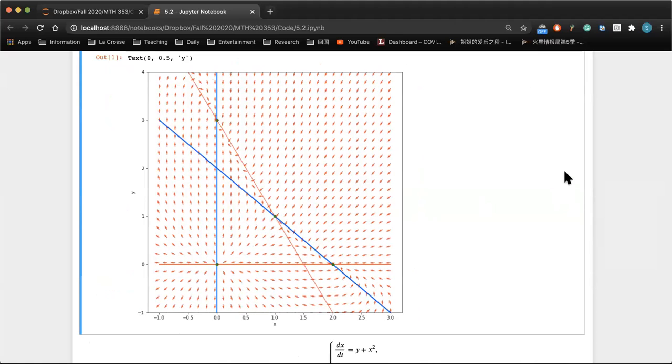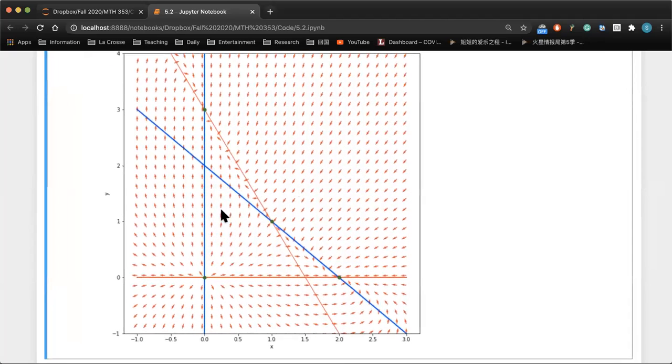Okay, similarly, for the red one, it's the Y nullcline, which means you should be horizontal. Horizontal left or horizontal right really depends on, are you above this blue line or are you below the blue line? Below, you go to the right. Above, you go to the left. Just like the way we draw it.